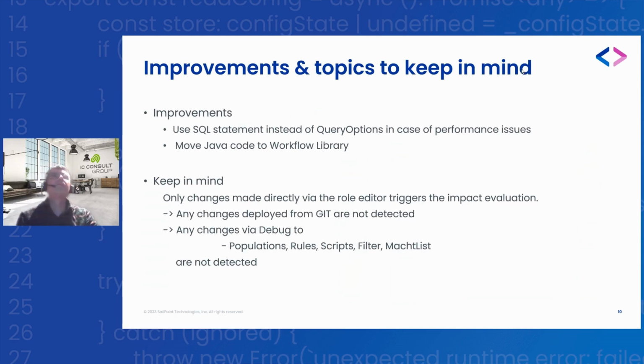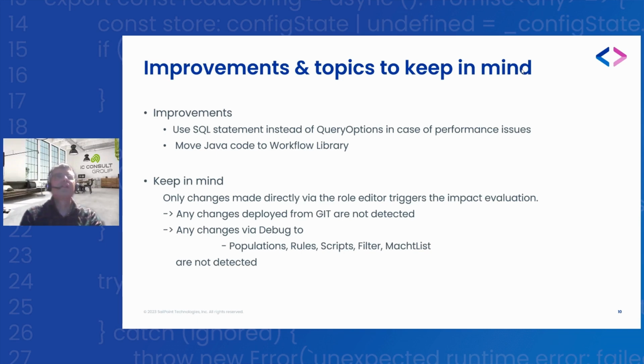I mean, there are also some improvements possible. We don't have that many identities for the customer where we implemented this, so we had no performance issues. In case you have a lot of identities or users in your IQ installation, you could use SQL statements instead of query options. And what you could also do is move the Java code to the workflow library and use the extension of the workflow itself, instead of using this feature as a plugin.